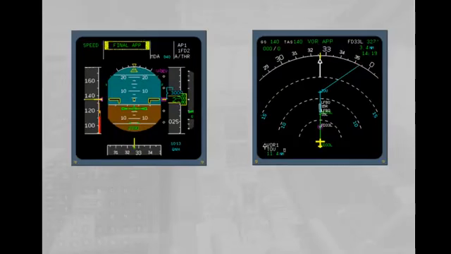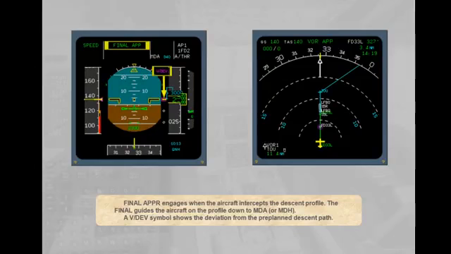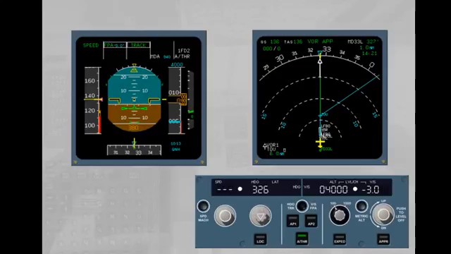Final approach engages when the aircraft intercepts the descent profile. The final guides the aircraft on the profile down to MDA or MDH. A VDEV symbol shows the deviation from the pre-planned descent path. The final approach disengages if heading vertical speed or track flight path angle modes are engaged, or if the pilot pushes the lock push button.